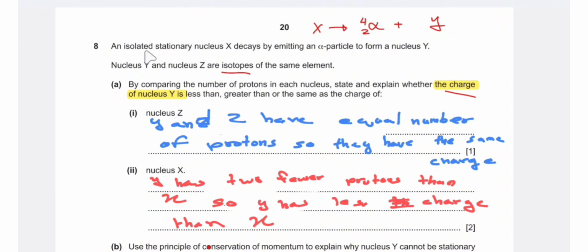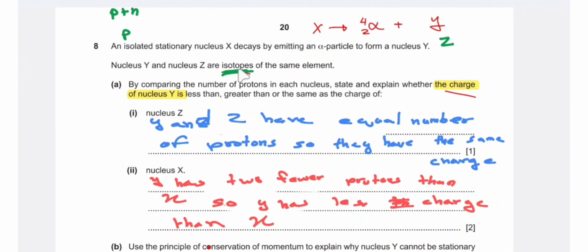Number 8. An isolated stationary nucleus X decays by emitting an alpha particle to form nucleus Y. The alpha particle has 4 nucleons, where the nucleon number is the total number of protons plus neutrons, and 2 protons. The nuclei Y and Z are isotopes of the same element.